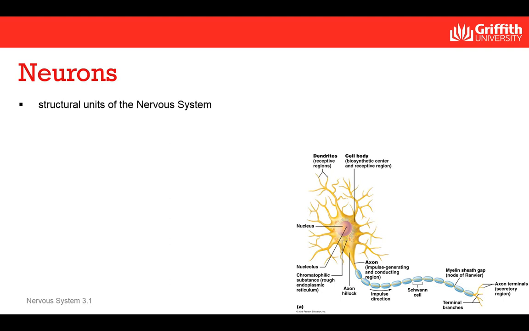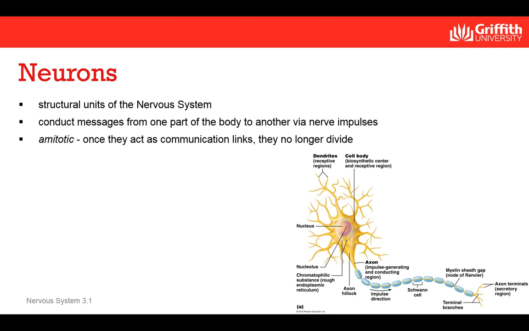In addition to neuroglia, the nervous system is made up of billions of neurons, which are the nerve cells, the structural units of the nervous system. They conduct messages from one part of the body to another via nerve impulses.